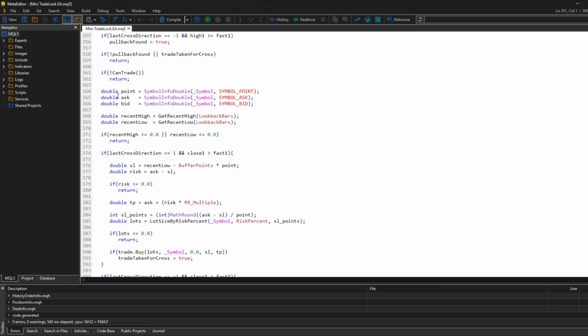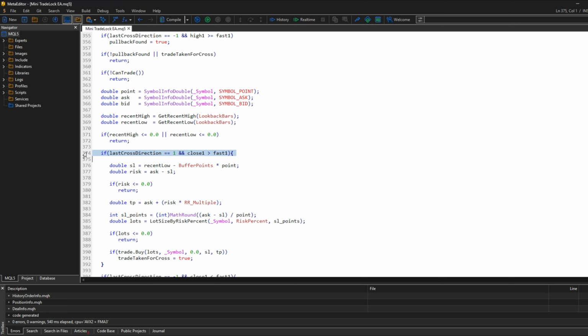This is important because even if the strategy gives a valid entry, the rule guard can still block the trade. So if we are outside the session, max trades has been hit, or the first trade was a win, or a position is already open, then no trade can be placed. After that, we get the point size, the ask price, and the bid price. Then we get the recent high and recent low using the lookback functions. If those levels are invalid, we return.